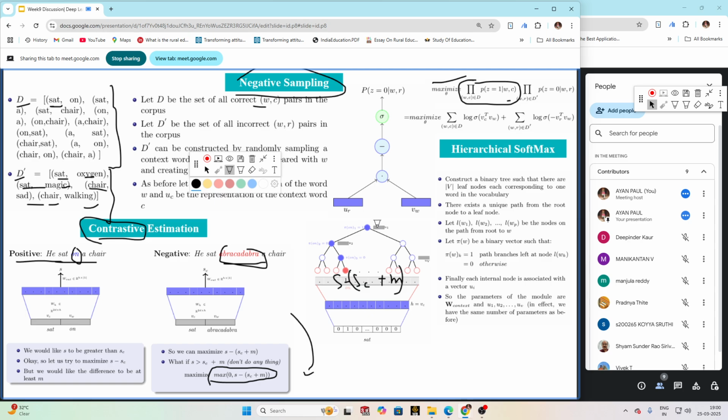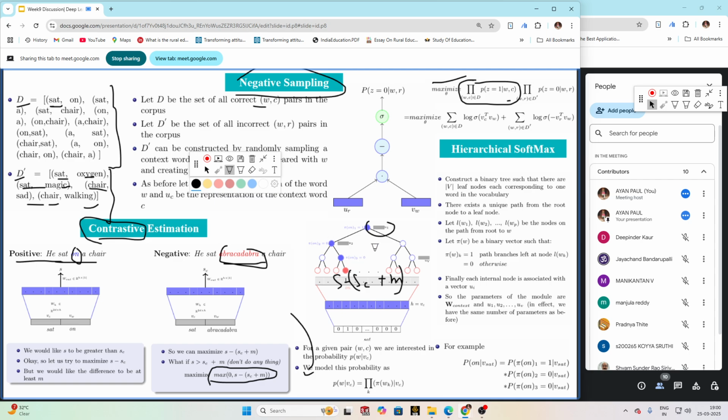Okay, the top node is always called the root node, and there exists a unique path from the root node to the leaf node. The node which we are interested in reaching is called the leaf node. Now what we have to do is, whenever we move towards the correct word, the probability for that path will be 1, and for each incorrect path the probability will be 0.